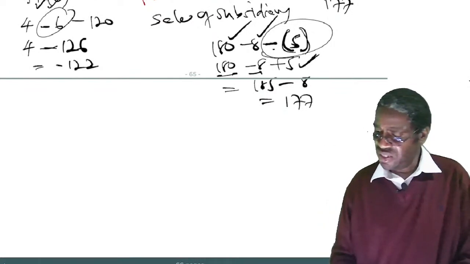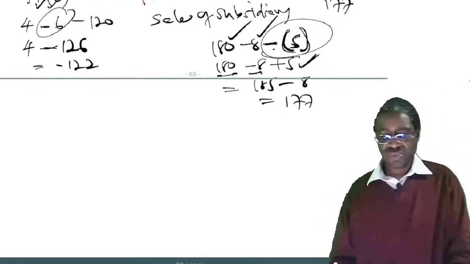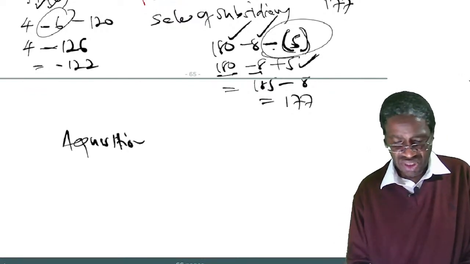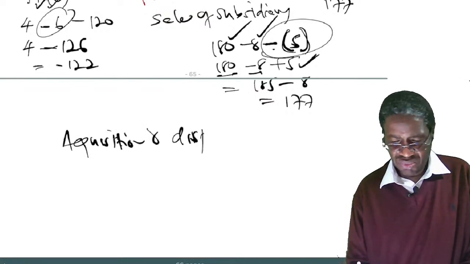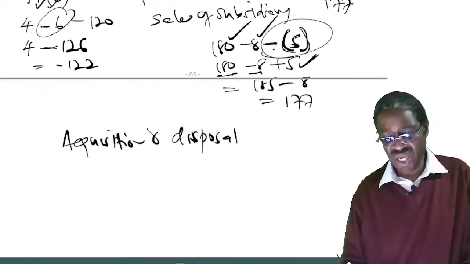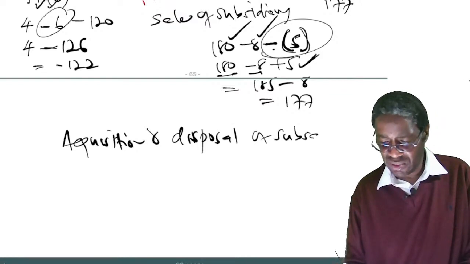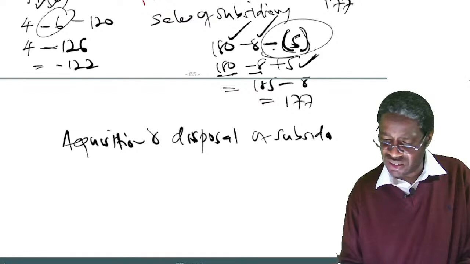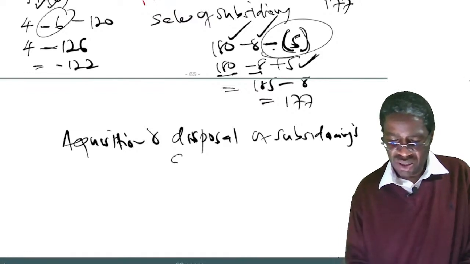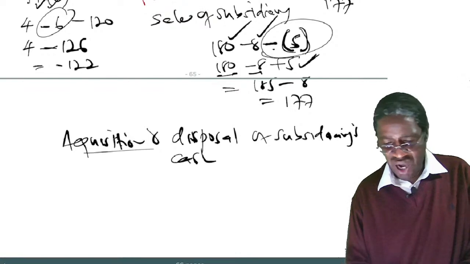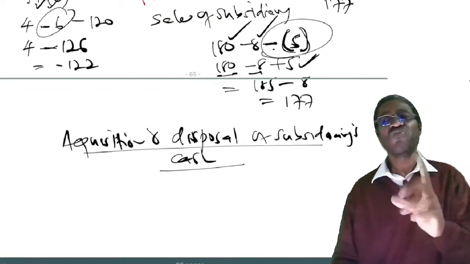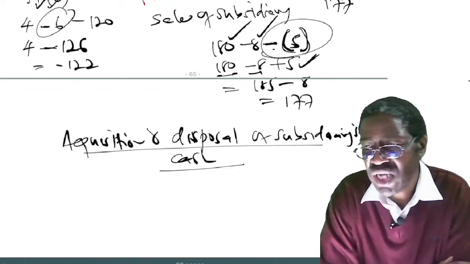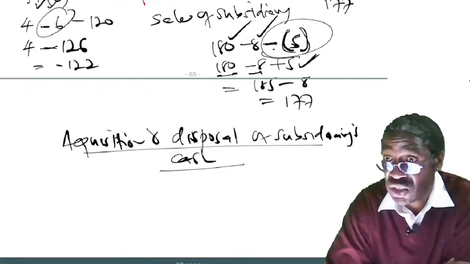So have another subheading, acquisition and disposal. As a subheading, acquisition and disposal of subsidiaries, with an apostrophe, subsidiaries' cash. Acquisition and disposal of subsidiaries' cash.